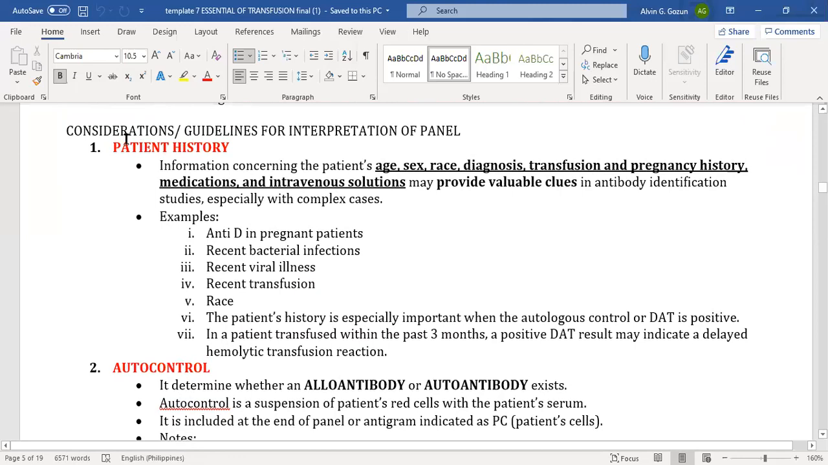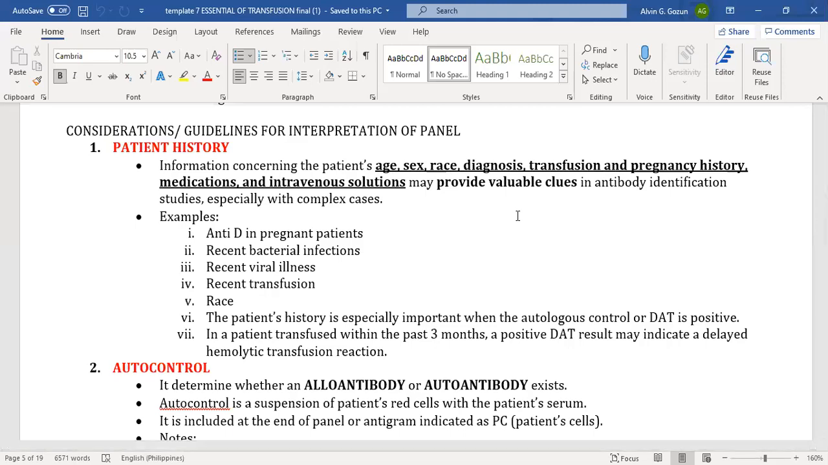So number 1, patient history. Okay? The information concerning the patient's age, sex, race, diagnosis, transfusion, pregnancy history, medications, and intravenous solutions may provide valuable clues in antibody identification studies, especially with complex cases.